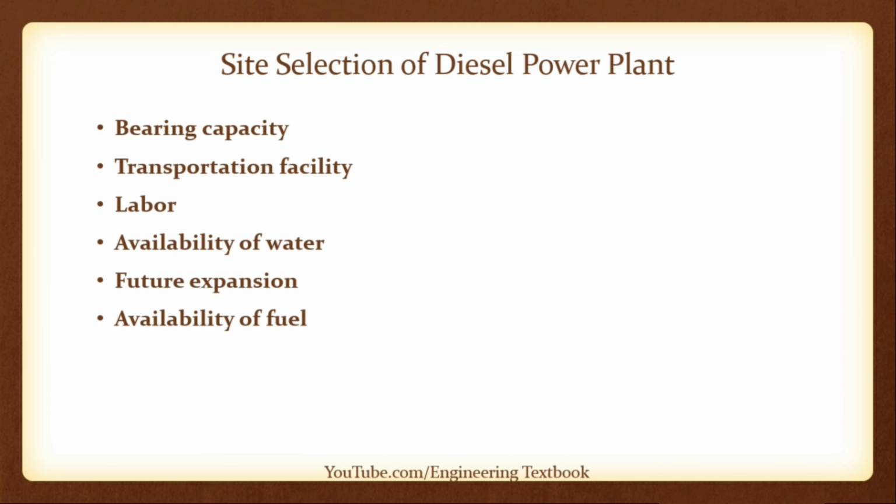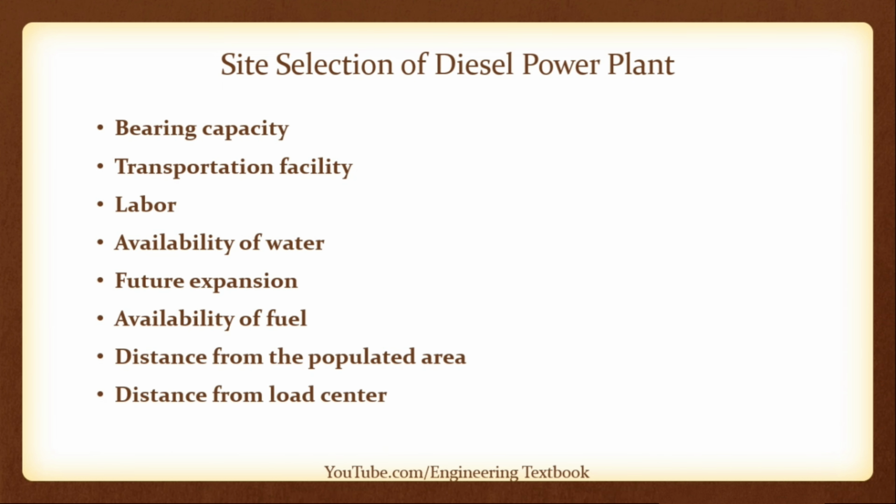Availability of fuel. These plants require a high volume of fuel, that is diesel, so a site should be selected where fuel is available easily. Distance from the populated area. The operation of a diesel engine pollutes the nearby area. Hence, the plant must be located far from human beings. Distance from load center. To avoid transmission losses, the site should be selected near the load center.